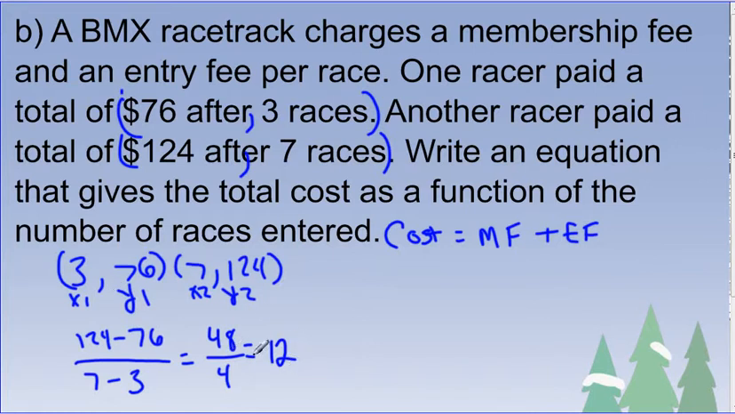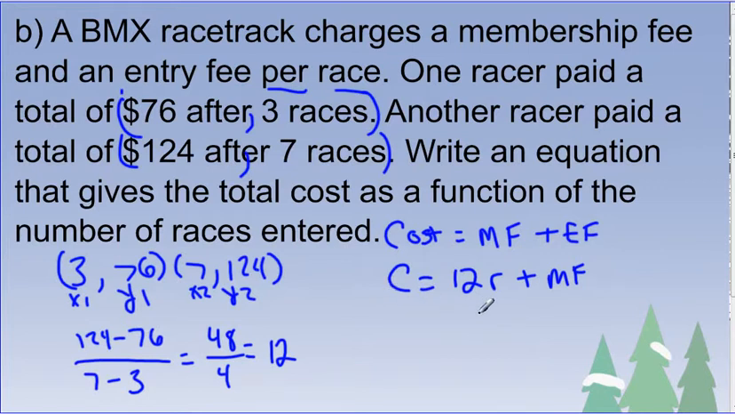So that 12, that slope we found, is the cost per race. That is this, because we have our membership fee. Look, you pay the membership fee one time, but you have this entry fee per race. So every race, you're paying $12. So now I have a little piece of information. I can think about this as cost equals $12 a race, plus my membership fee. I've narrowed down my equation a little bit. I now have the slope. It's the cost per race.